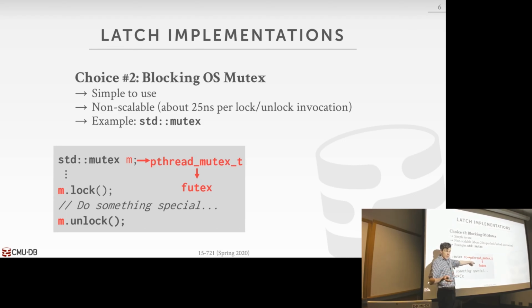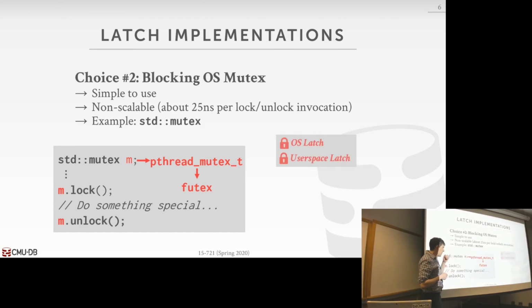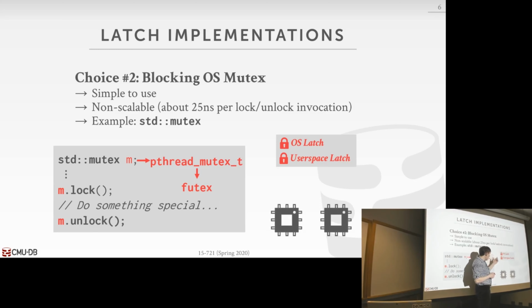Fast user space mutex. What it is, it's basically a spin lock plus an OS lock combined together. So what will happen is I have, again, the user space latch, the spin lock, and then the OS latch down in the kernel. If I have two threads come along, and they both want to acquire this lock, say this whole thing represents a single lock.